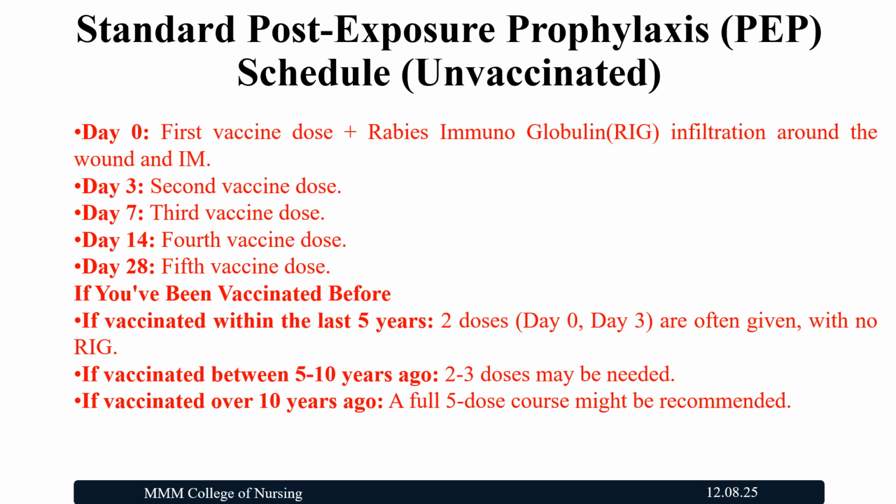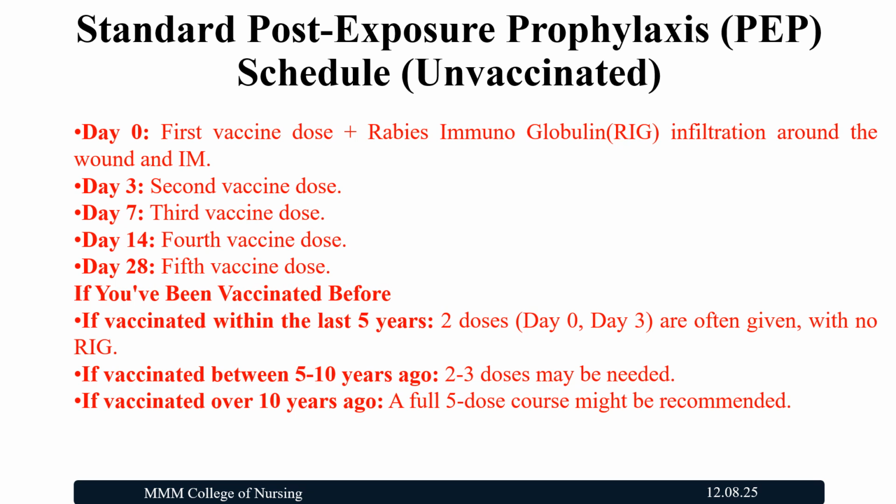Standard post-exposure prophylaxis schedule for dog bite. Day 0, first vaccine dose plus rabies immunoglobulin infiltration around the wound and IM. Day 3, second vaccine dose. Day 7, third vaccine dose. Day 14, fourth vaccine dose. Day 28, fifth vaccine dose.